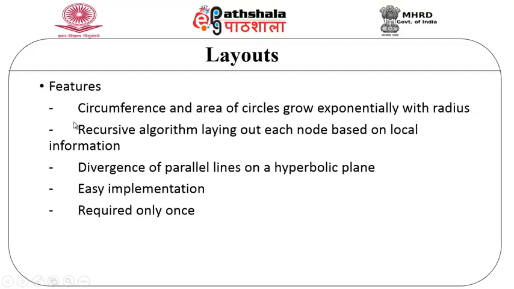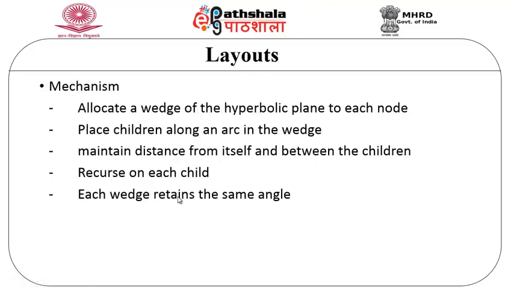The first issue is the layout. If you look at the layout, the features are the circumference and area of the circle grow exponentially with respect to the radius. There is a recursive algorithm laying out each node based on the local information, and there is divergence of parallel lines on a hyperbolic plane as such. It is an easy implementation and it is required only once.